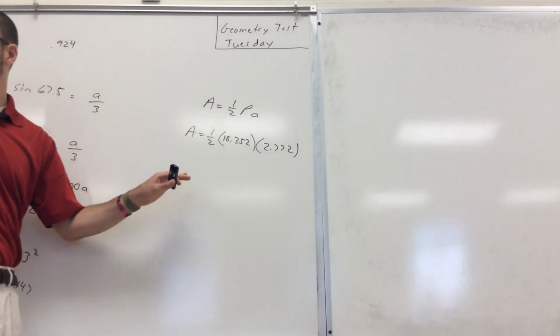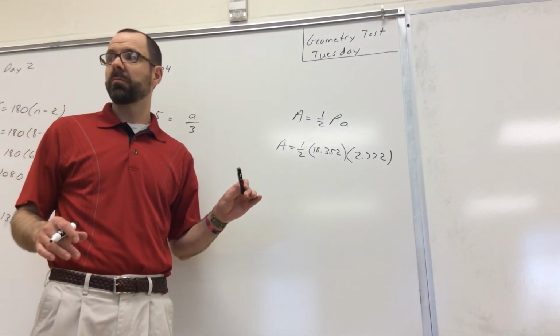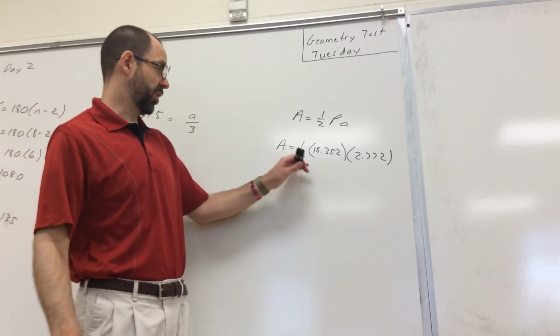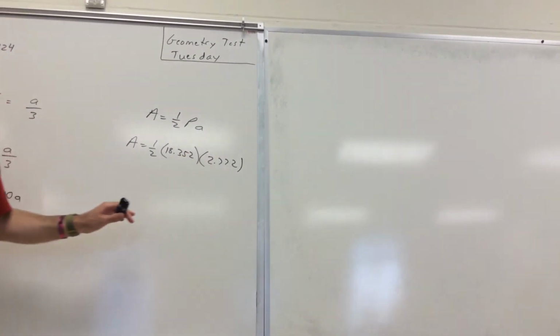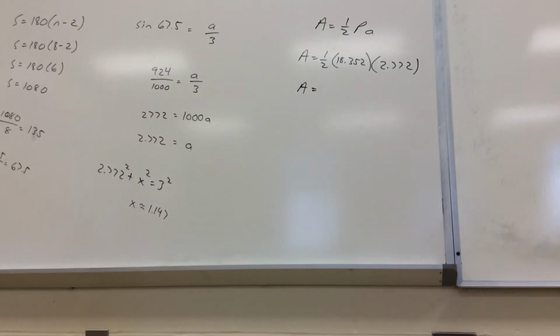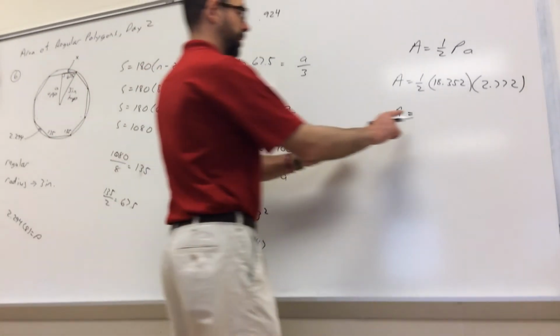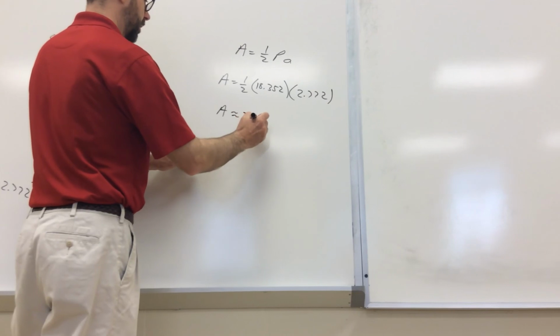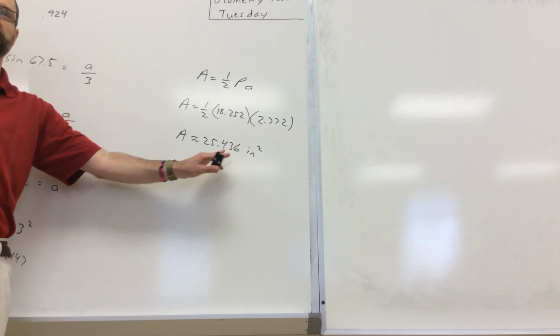And finally, we have all the information we need to figure out the area. Just take 1/2 times that perimeter that we figured out times that apothem to find the area of the octagon. That would be square inches, right? Because it's area.